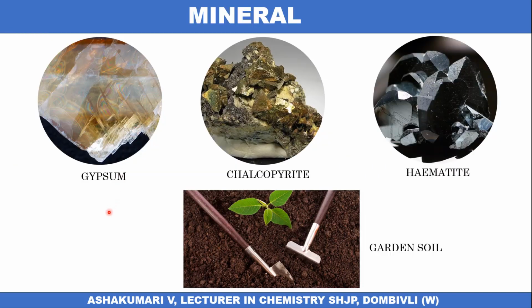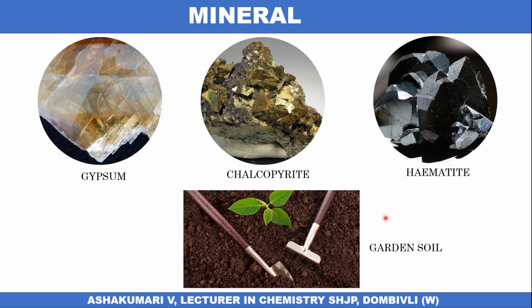So, a mineral is a naturally occurring substance present in earth's crust which contains metal in the native state, that is free state, or in a combined state. Observe the figures displayed on the slide. All the figures represent minerals. Gypsum is a mineral of calcium. Chalcopyrites is a mineral of copper. Hematite is a mineral of iron.